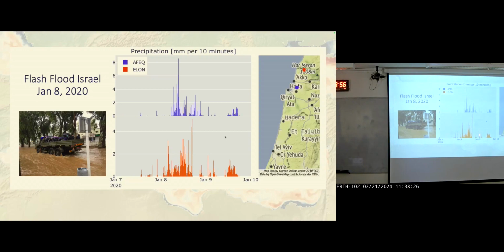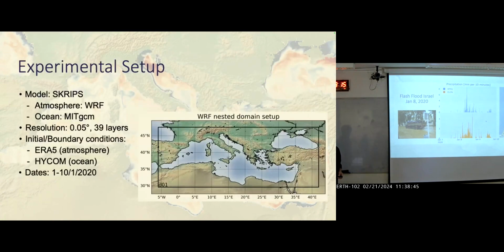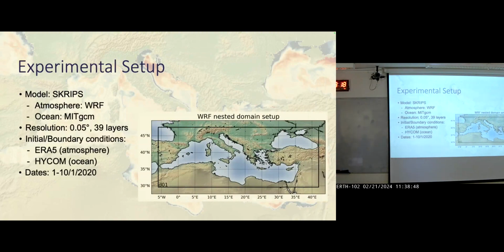So most of the rain precipitated on January 8th in both locations. Some rain also on January 9th. The total amount of rain is about 125, 150 millimeters just in 2 days. So that's the specific case I chose to start with. What I did was to run one coupled simulation. The model that I'm using is the Scripps model, which is basically WRF coupled to MITgcm.